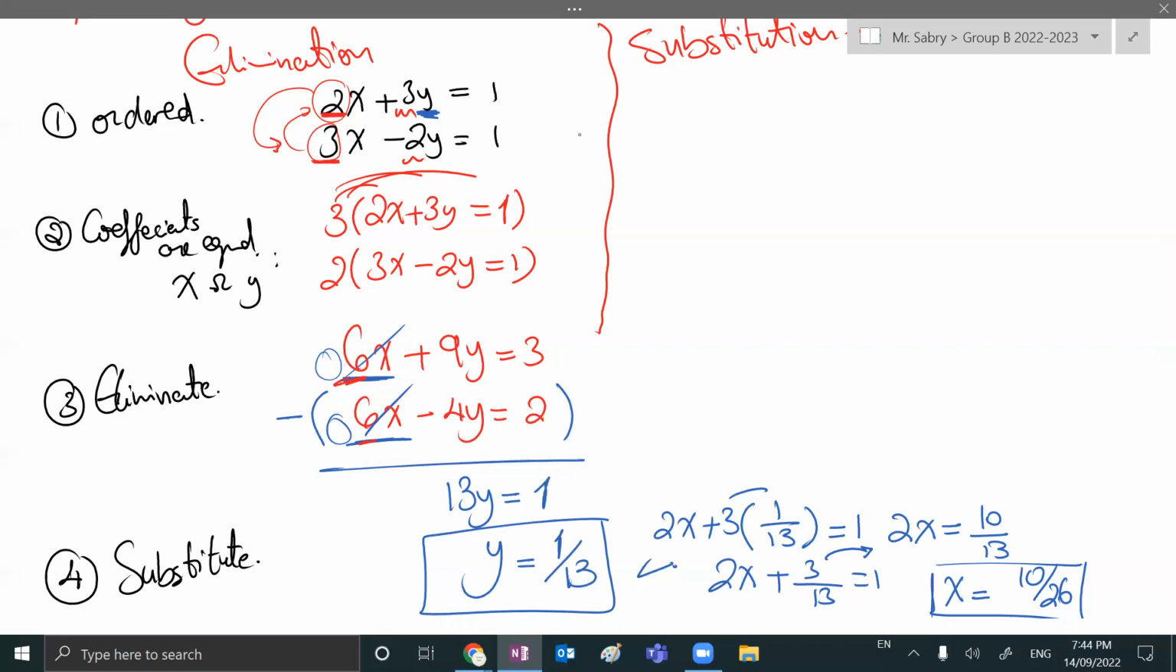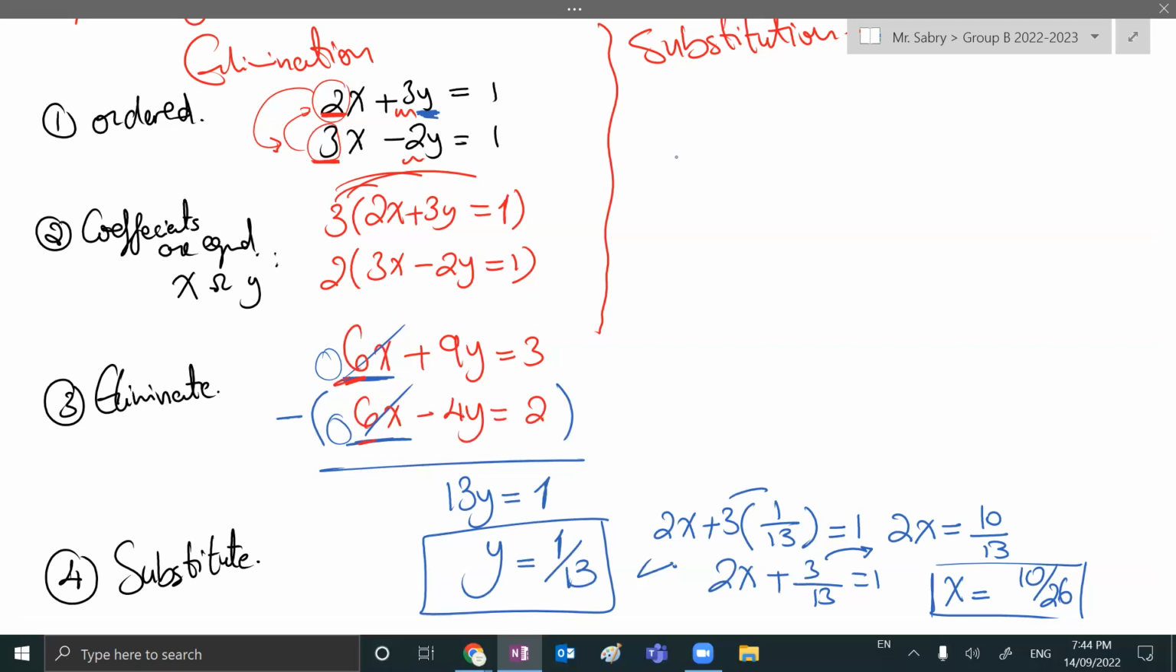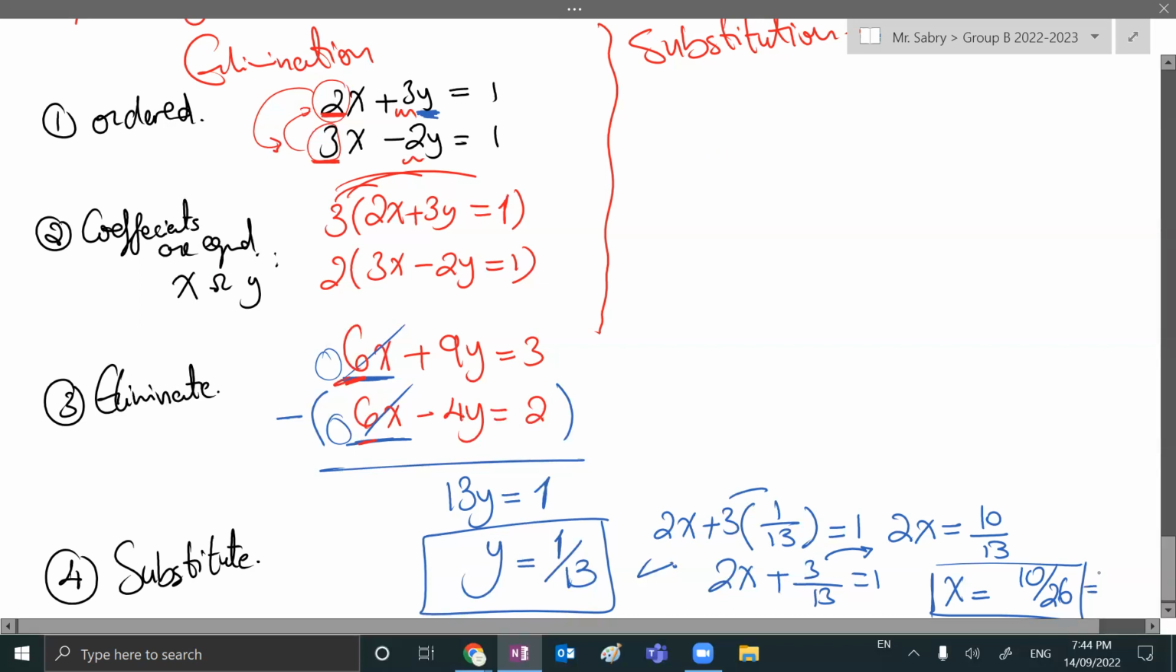Okay. Now, in the substitution method, on the other hand, yeah, sorry. I have a question. So the answer will be, you will put the points 10 over 26 and the y was 1 over 13. Exactly. That's the point and the answer. Yes, but this actually should be simplified further. This is 5 over 13. So it's 5 over 13 and 1 over 13. That's the answer. It's 1 point that has x and y.